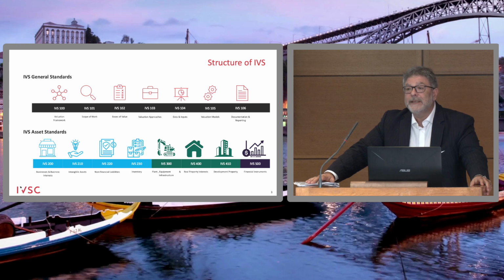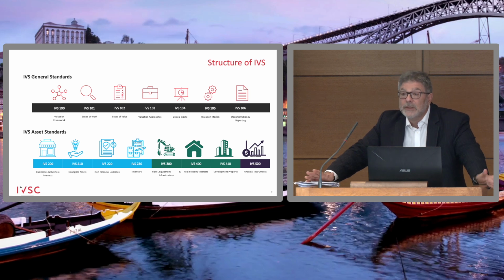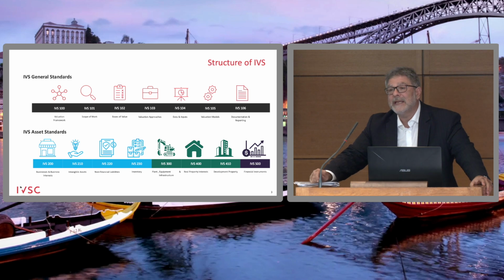The top line is the general standard. So it is basically everything from your initial scope of work or terms of engagement all the way through to your final documentation and reporting. And it covers all asset classes. So that is what we would call tangible assets or real assets. So that's real estate, land, plant and equipment. It covers business valuation. It covers intangible assets, intellectual property, and it covers financial instruments.